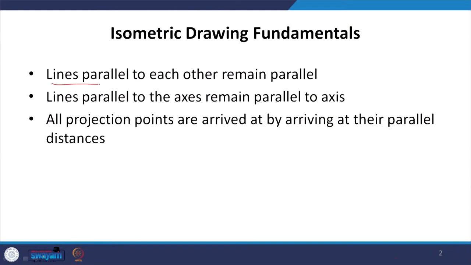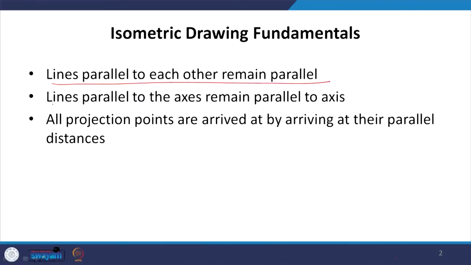First, a very clear rule: lines parallel to each other remain parallel, which is what we have seen. Any line which is parallel in the original object will remain parallel to each other even in the isometric drawing. The second one is that lines which are parallel to an axis remain parallel to that axis. If a line is parallel to the x axis, it will remain parallel to the x axis in isometric drawing. Similarly for the y axis and z axis.